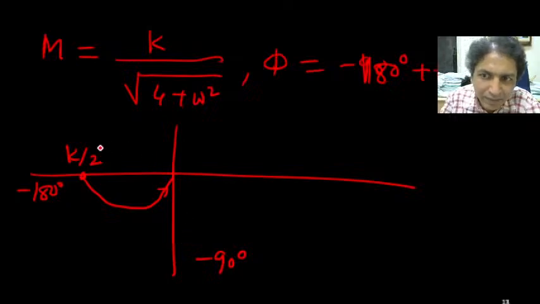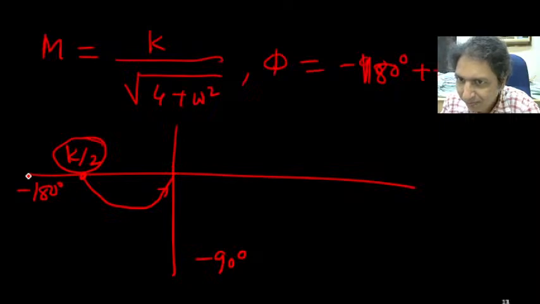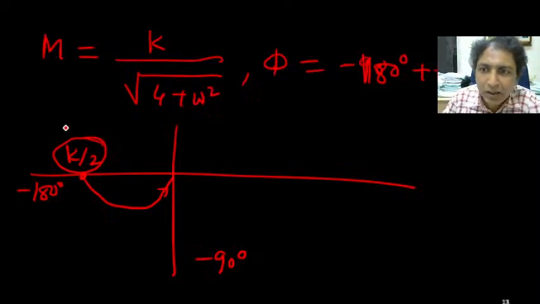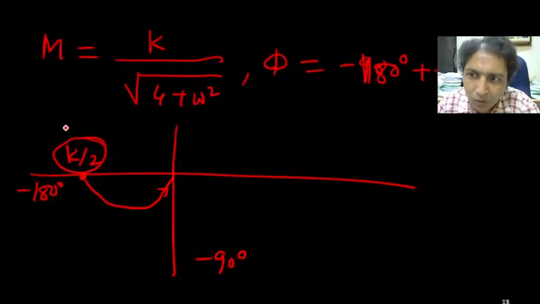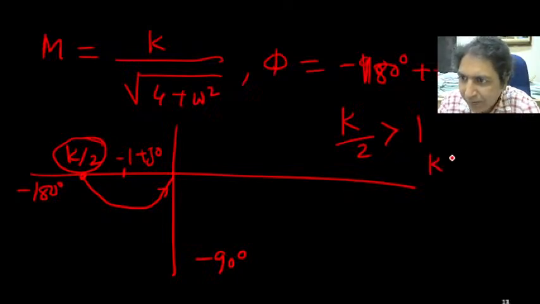So what is the important thing I am discussing? This value is k by 2. If k by 2 is more than 1, then only it will enclose. Am I correct? If k by 2 is more than 1, I am assuming that it is enclosing. So minus 1, the 0 point is here. So what is the meaning? The k by 2 is more than 1. So that implies that k is more than 2.